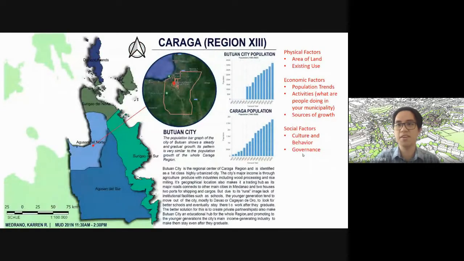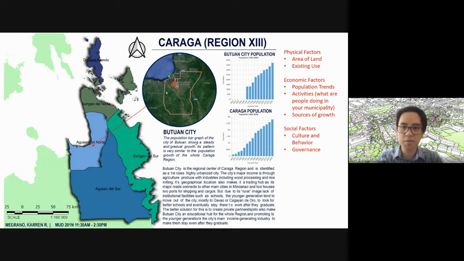Okay. So this one is Karen's, Caraga Region 8. No, not 8, 13. My brain. XIII, 13, yes. Focusing on Butuan City in Agusan del Norte. Okay, so let's see. What are the physical factors here? We have the scale bar, which will give you an idea of how big this area is. Using the scale bar, about 25 kilometers wide and about 75 kilometers tall, Agusan del Norte.